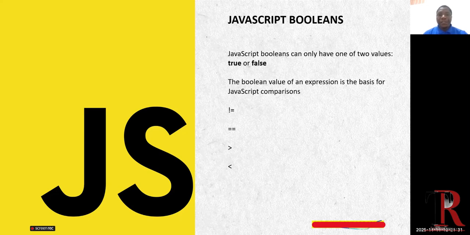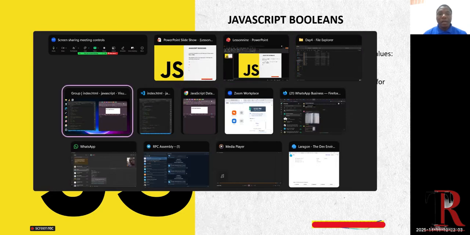So in this lesson, we'll be taking a look at JavaScript Booleans. In the previous lesson where I talked about data types, I specifically mentioned Boolean as one of the data types in JavaScript that can only have two values, either true or false. JavaScript Booleans can only have one of two values, true or false. The Boolean value of an expression is the basis for JavaScript comparisons. And here I have some symbols like not equal to, greater than, and less than. So let's take a look at how Boolean actually works in JavaScript.